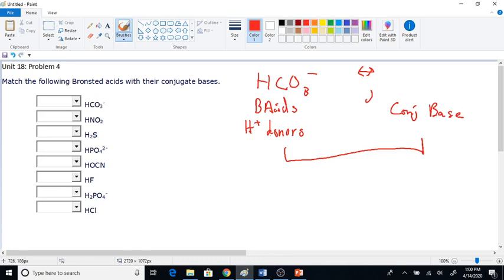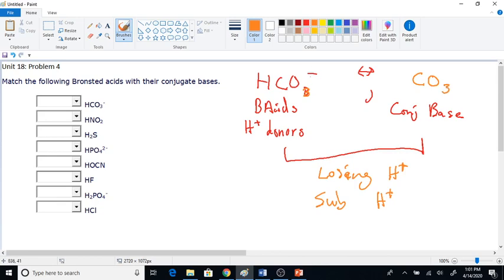The acid will donate it, which means if it's donating it, it is losing an H plus ion. So you have to subtract an H plus ion. Very good, we're subtracting an H plus. Oops, not H minus, subtracting H plus. So if we're subtracting an H plus, what does this become? CO3.